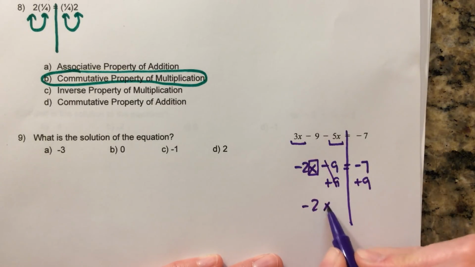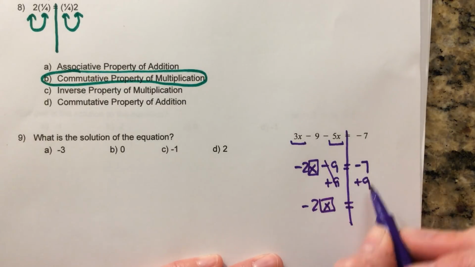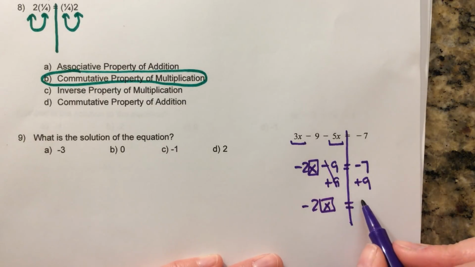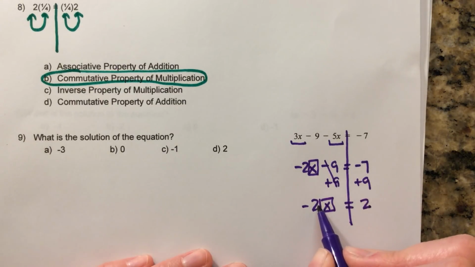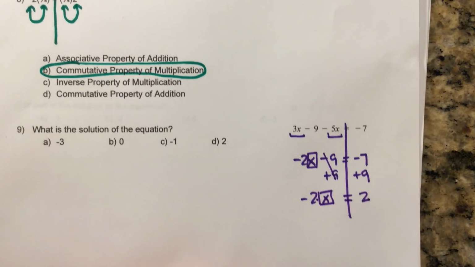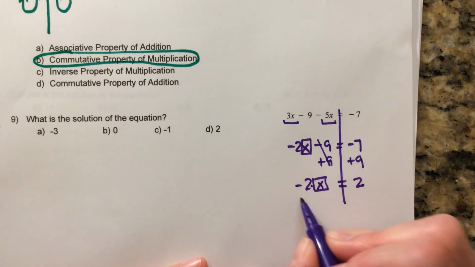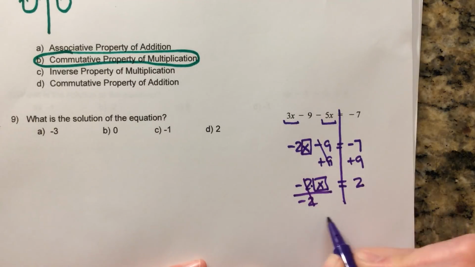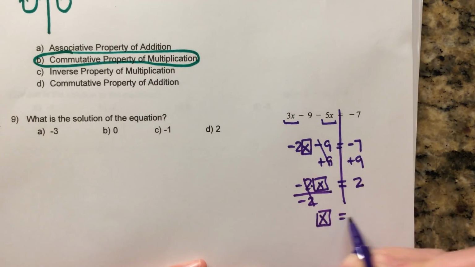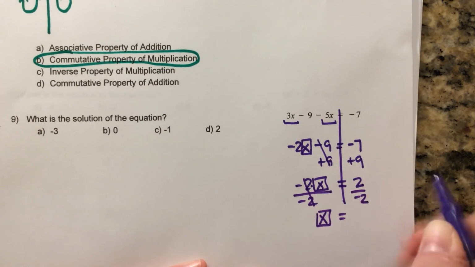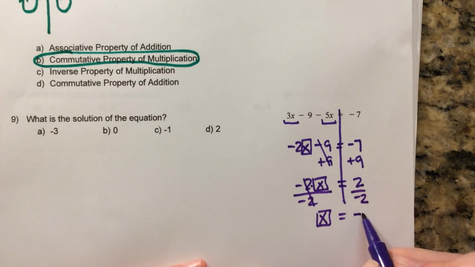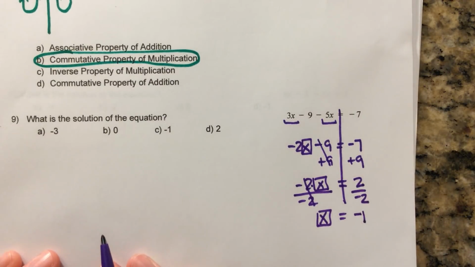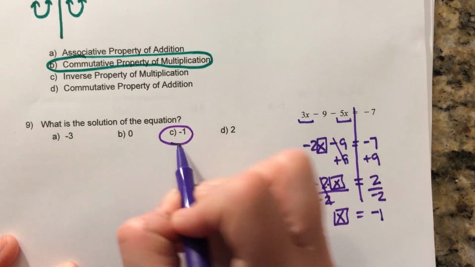So I've got negative 2x, negative 7 plus 9 is 2. And here we see that the negative 2 is multiplied to the x. So in order to undo that, I would want to divide by negative 2. And divide this side by negative 2. And 2 divided by negative 2 is negative 1. So x is equal to negative 1. So that's answer C.